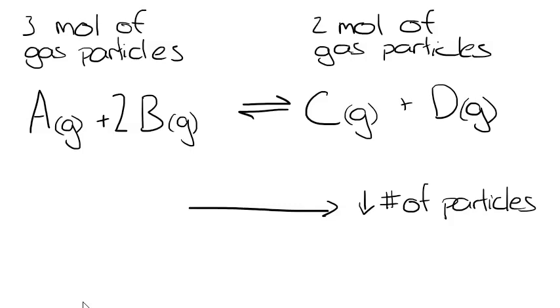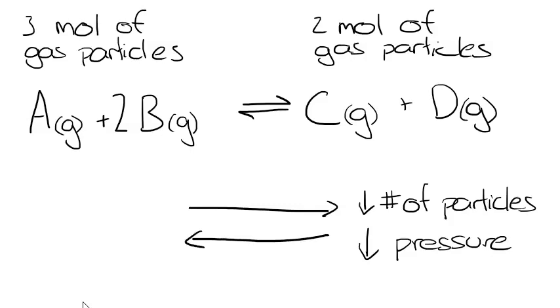So if the total volume is staying the same and we're reducing the number of particles, it's in effect kind of creating a bit of a vacuum. You're taking particles out of a space, so that means that you're going to be reducing the pressure of the system. If we were to move the reaction in the reverse direction, we were producing more particles, and if we were in the same volume, then that would be increasing the number of particles and therefore increasing the pressure.